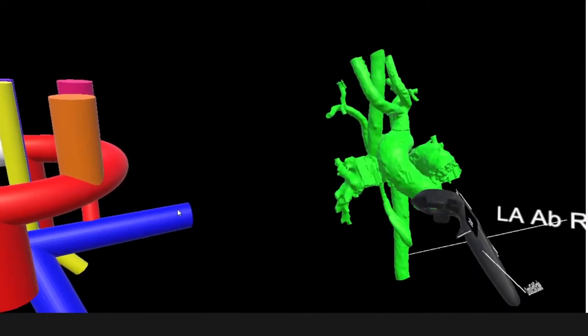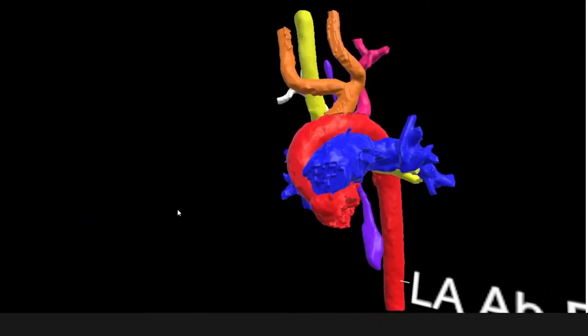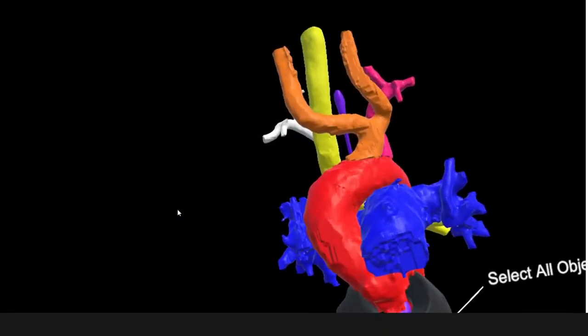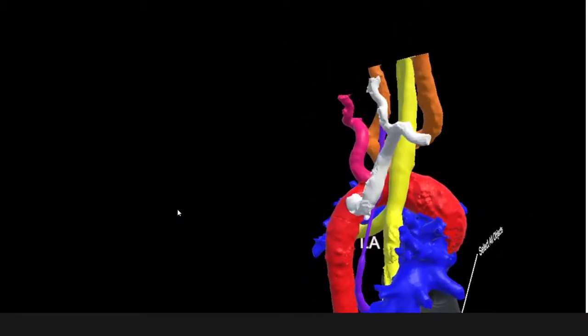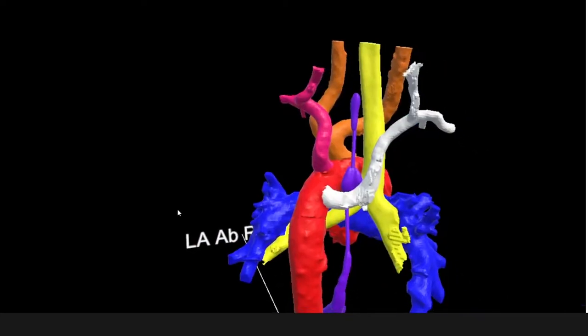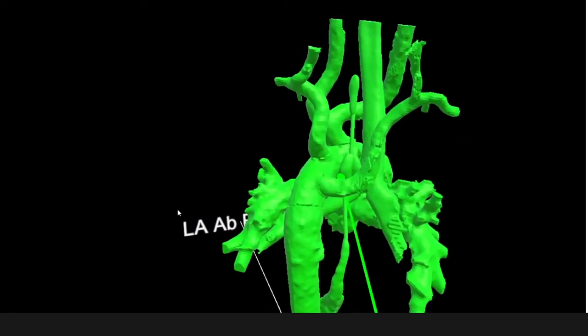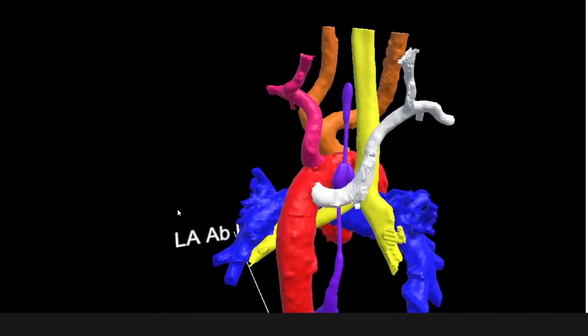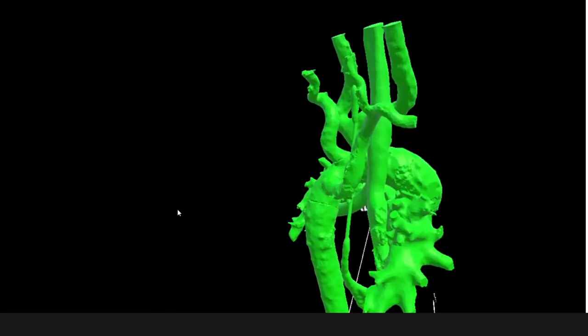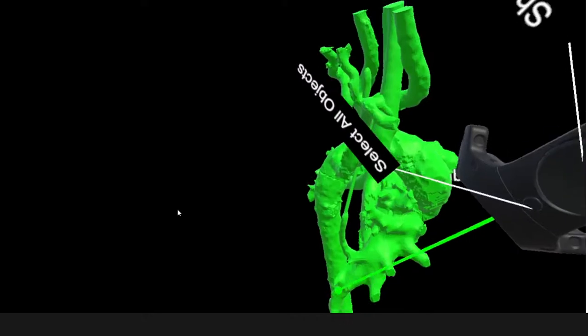Next, let's review the patient dataset. The posterior view shows the course of the aberrant right subclavian artery, as well as the potential for mild esophageal compression with this variant. The lateral view shows that there is not a complete vascular ring.